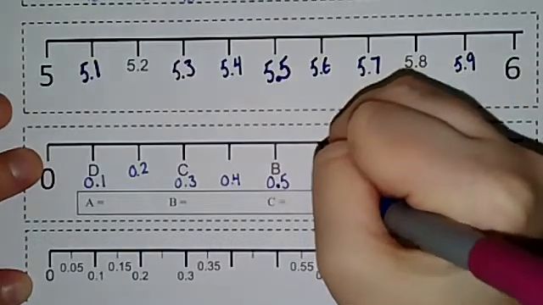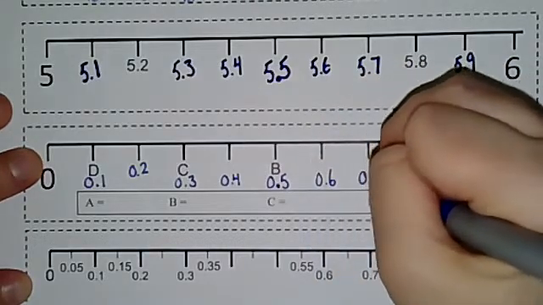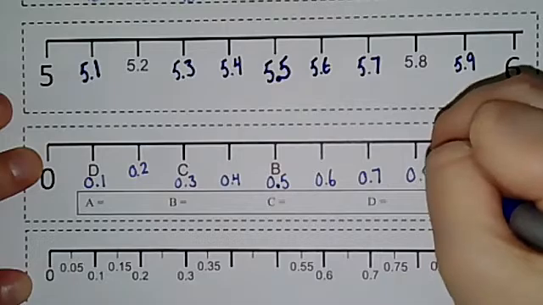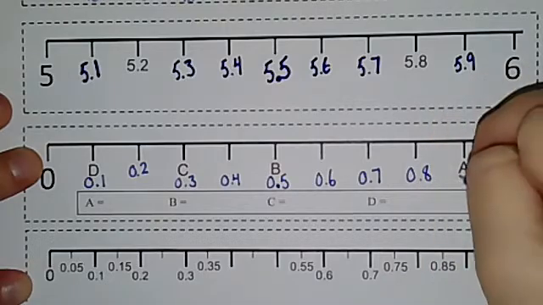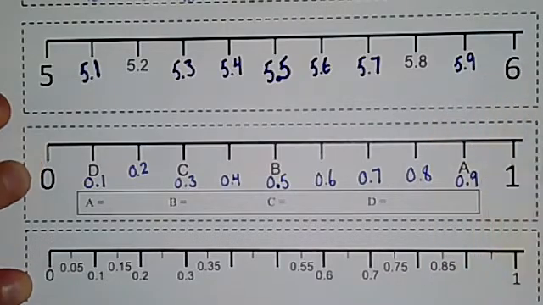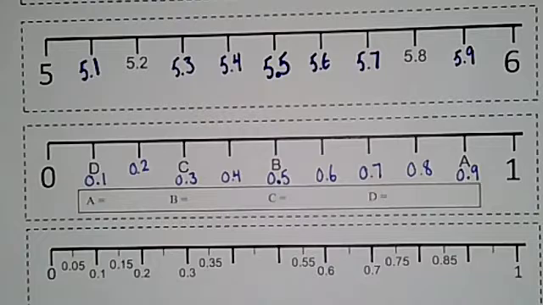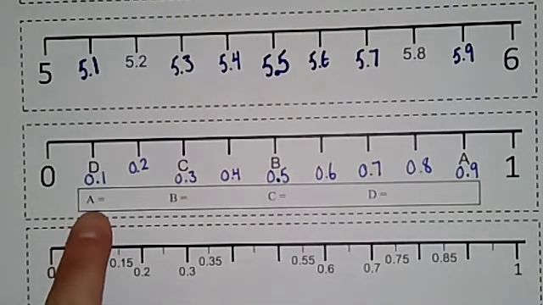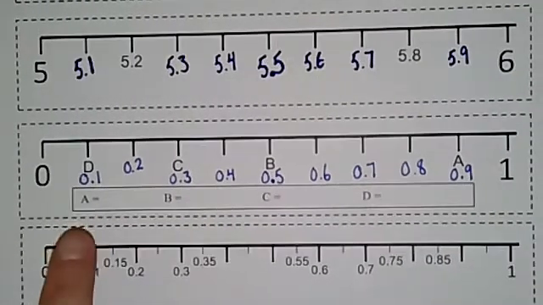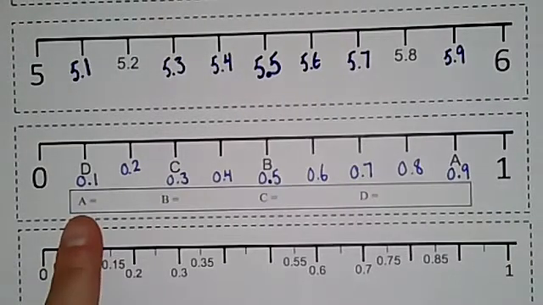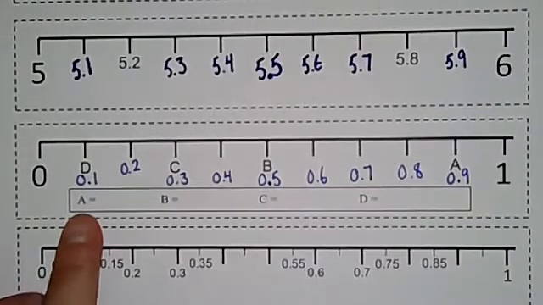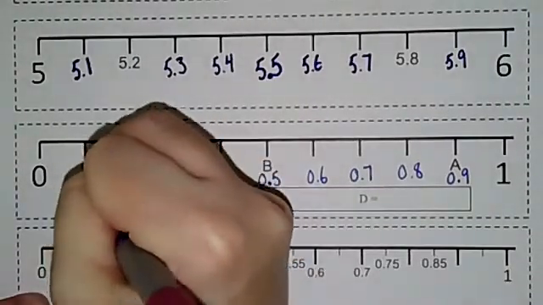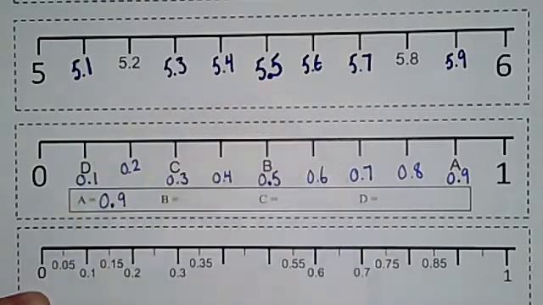Then 6/10, 7/10, 8/10, and of course, A is 9/10. All right, let's fill in the answers to our question. What decimal is at A? Aurora, what decimal is at A? 9/10. Very good, 9/10. I can write that as a decimal.